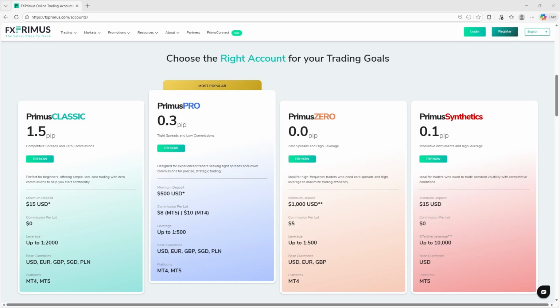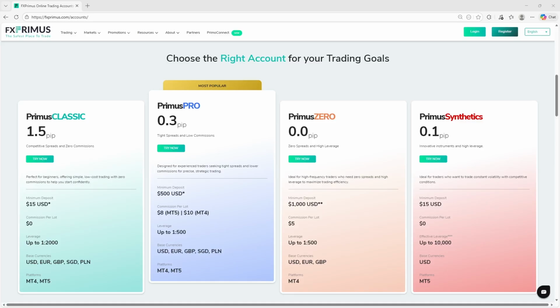The Classic account is positioned as the entry-level option, using wider spreads starting around the mid-pip range with zero commission, and a very low minimum deposit that makes it accessible to beginners who want simple pricing without per-trade fees. Leverage on this account can scale very high depending on equity levels, which lowers the capital barrier but increases risk exposure.